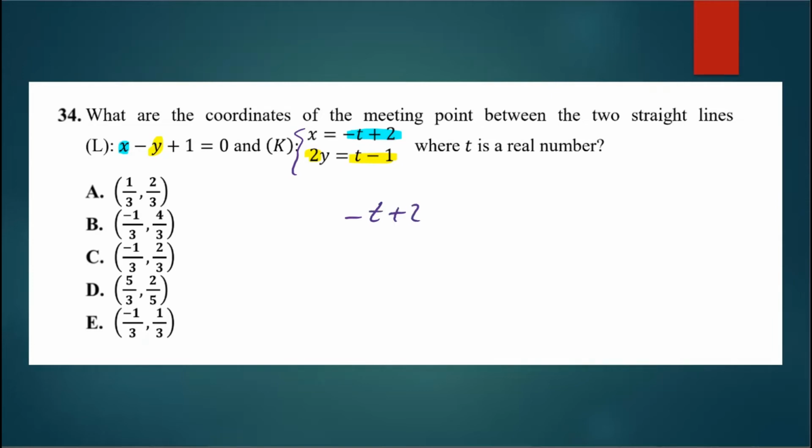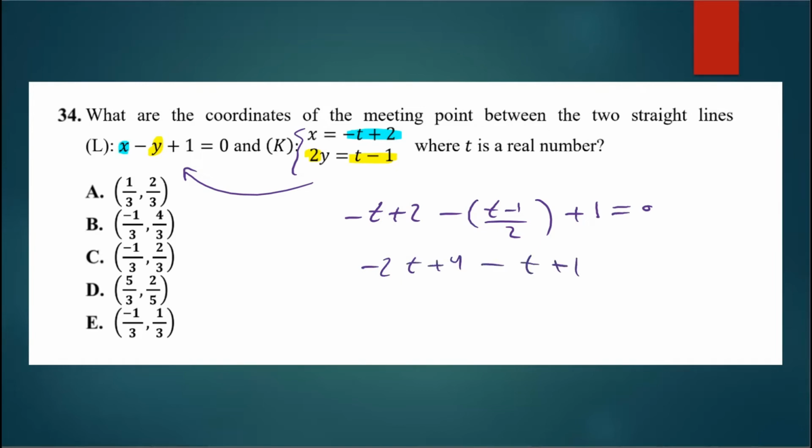That will give you the parameter value at the point of intersection. Okay. And the minus y here is t minus 1 over 2 plus 1 equal to 0. So you substitute the general point from this parametric form into the normal form or standard form, and solve that to get t. I will multiply by 2: negative 2t plus 4 minus t plus 1 plus 2 equals 0. That's negative 3t equals negative 7, so t is 7 over 2.